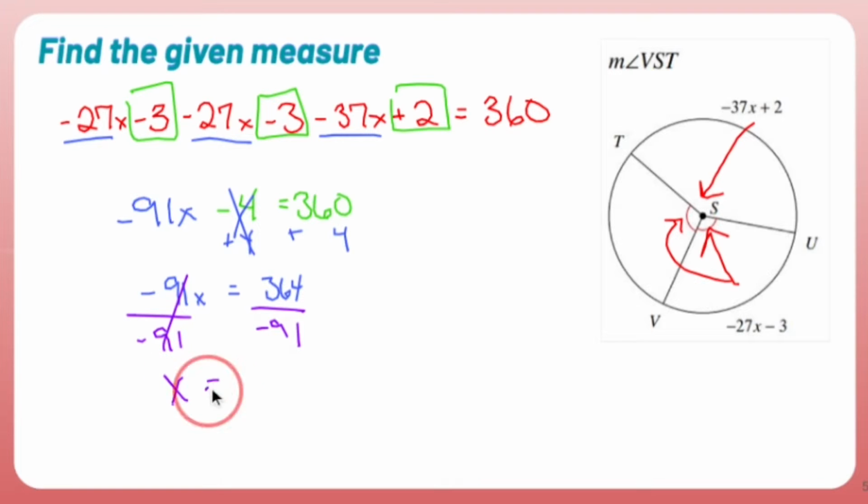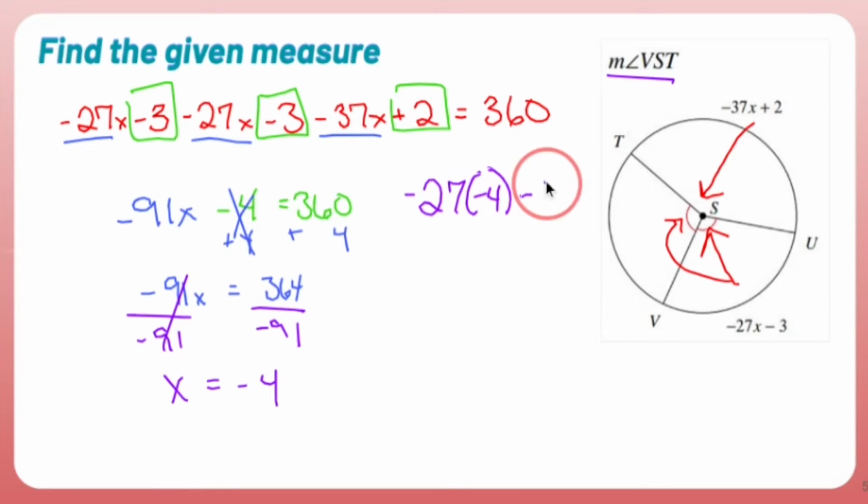And x is going to equal negative 4. Am I done? No, because my job is to find the measure of angle VST. The measure of angle VST is this guy, which happens to be the same as negative 27x minus 3. So if I wanted to find the measure of angle VST, I'm going to do negative 27, replace x with negative 4, minus 3.